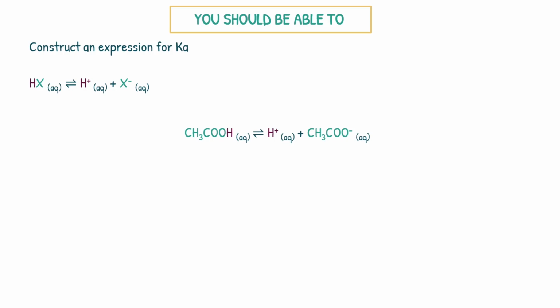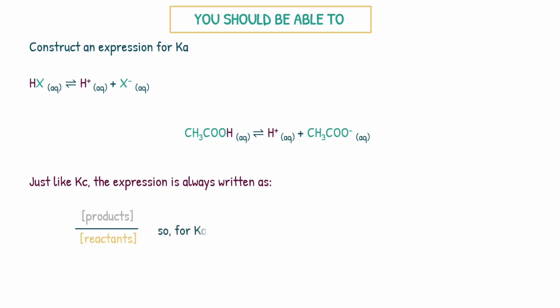Now, just like Kc, if you have done Kc before, the Kc expression is always written as concentration of products divided by concentration of reactants. And it's exactly the same thing for Ka. So in this case, you would have Ka equals, what are the products for this? It's going to be our H plus and our X minus, or our H plus and our ethanoate ions. And then under that would be our reactants, our HX, or our weak acid in its compound form, ethanoic acid.